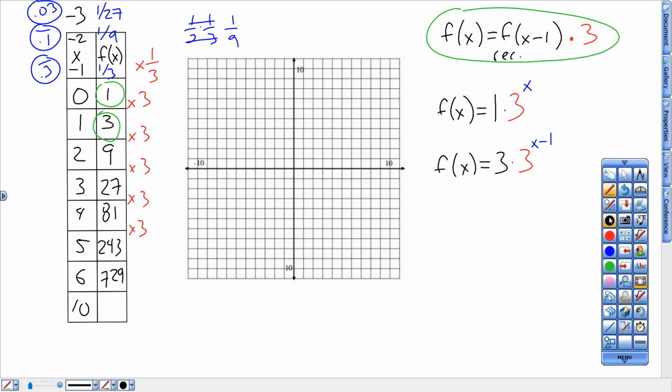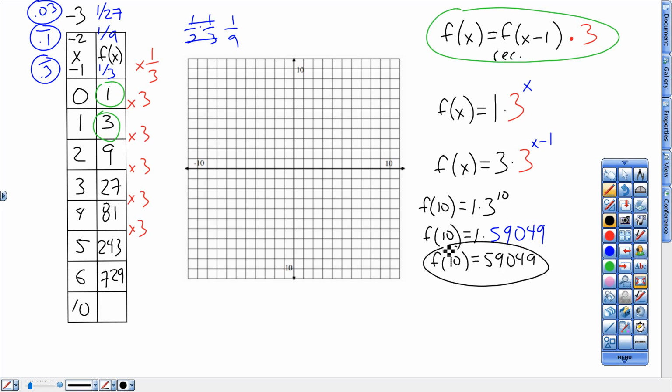Plugging that in to the first one. Plugging in 10. 1 times 3 to the 10th. Use your calculator to times 3 times itself 10 times, or my calculator quickly spits out 59,049. So at the 10th term, it jumps way up to 59,049. Make sure you put that number best you can right here. 59,049. Try to get that number in there.